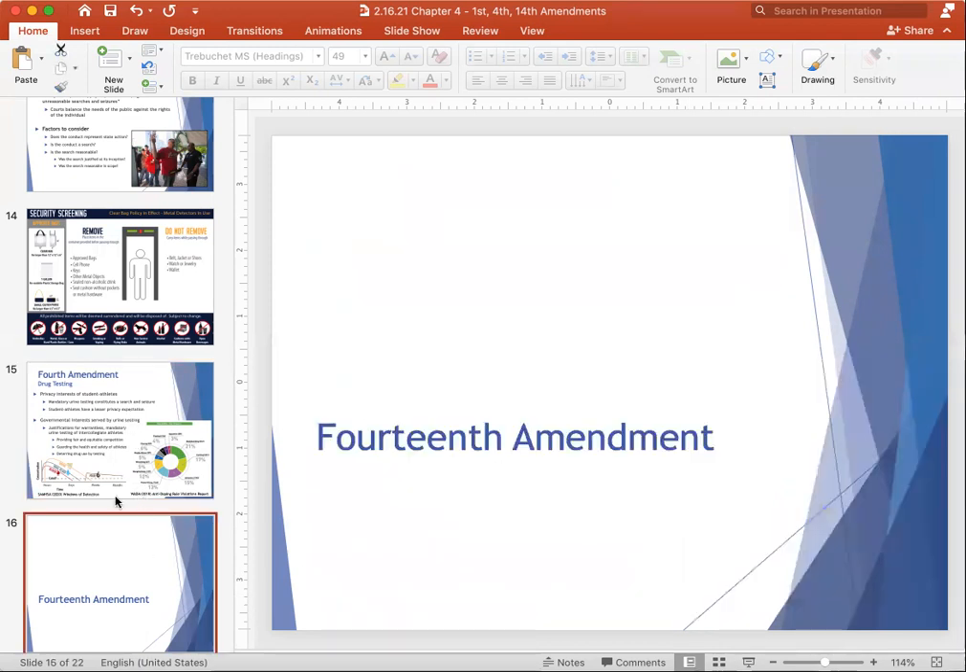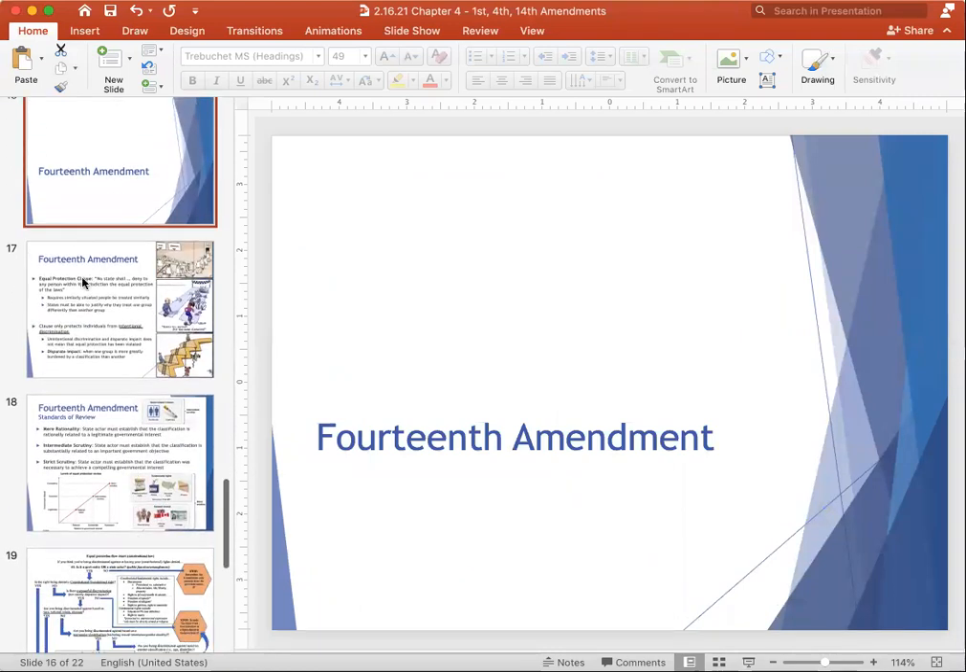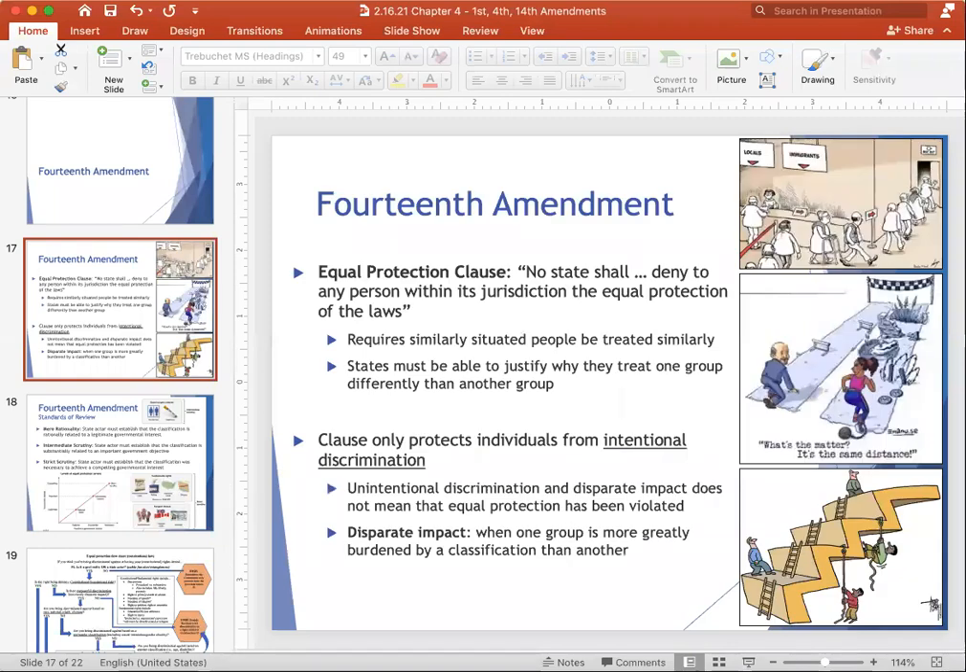All right, our last amendment to review is the 14th Amendment. And within the 14th Amendment, we are going to focus on the Equal Protection Clause, which states that no state shall deny to any person within its jurisdiction the equal protection of the laws. When this amendment was first created, it was actually not intended to be applied to all people. It was meant to provide some rights to African American men.